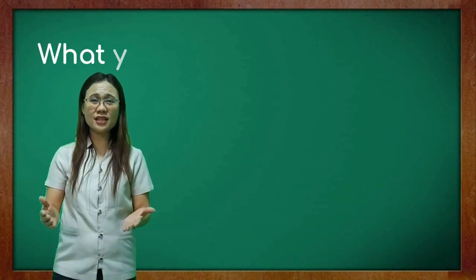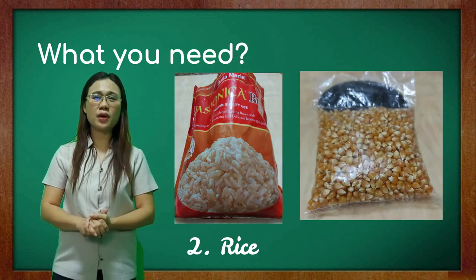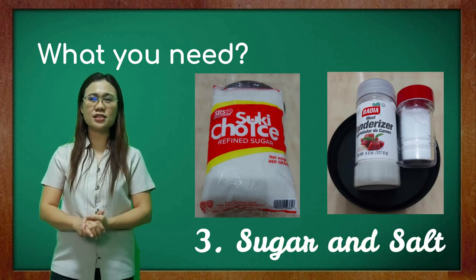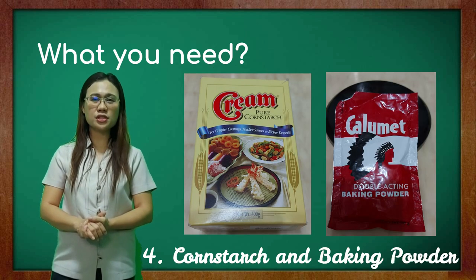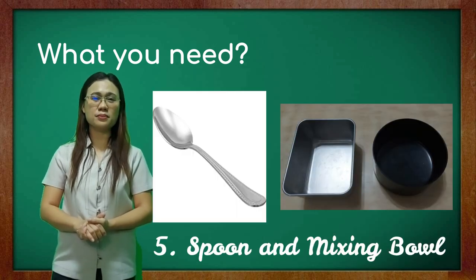What you need? Sand and pebbles, rice grains and corn, white sugar and iodized salt, cornstarch and baking powder, spoon and mixing bowl.